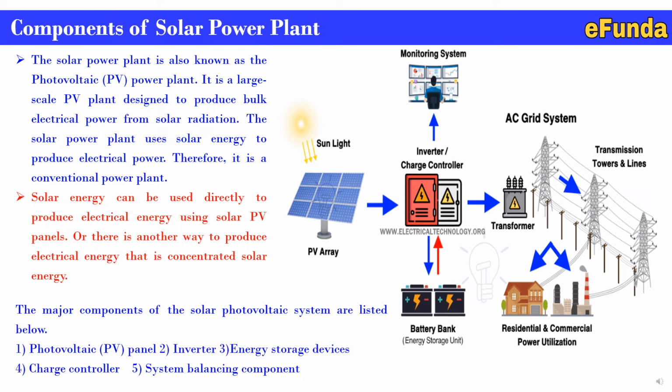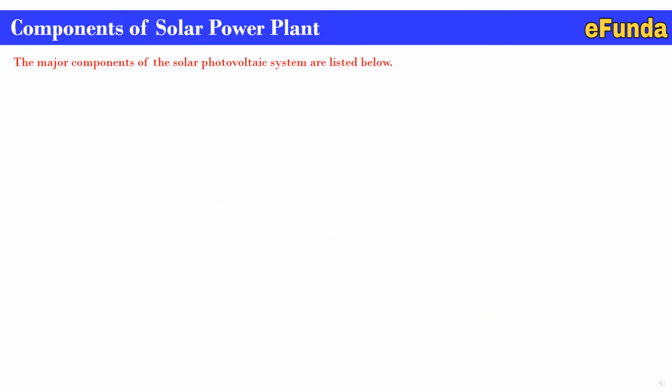And the major components of the solar photovoltaic systems are listed below. First, photovoltaic, that is the PV panel, inverter, energy storage device, charge controller, system balancing components, etc. Major components of a solar photovoltaic system are listed below.